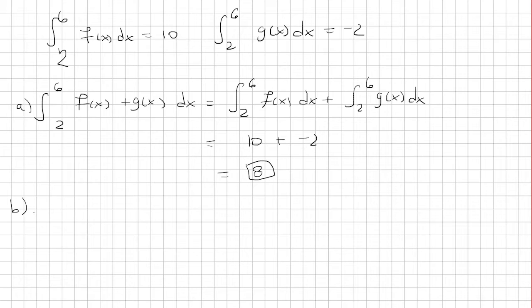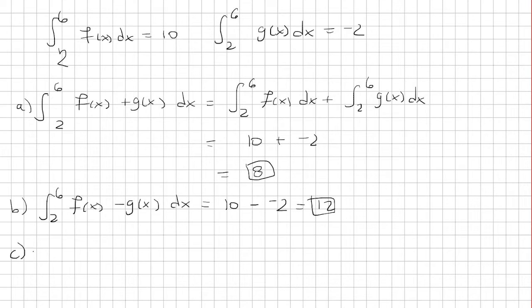For part B, here you have to subtract. So it's the same process. You split up into two separate integrals, but to save the time, all you do is take the first integral, which is 10, and then minus the second integral, which is -2. So that's just going to give us 12.